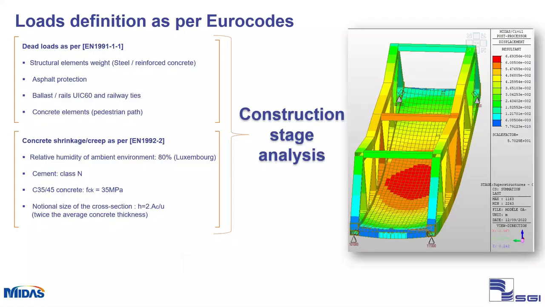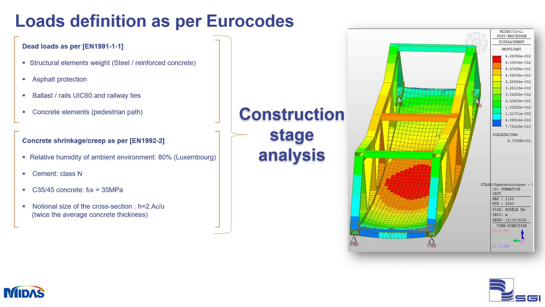In addition to this video recap, here is a list of the different loads included in construction stages analysis. Dead loads have been estimated as per Eurocode 1. Weight of structural elements is included in self-weight group. Wet concrete was taken into account with a specific beam load. And superstructure group gathers asphalt protection weight, ballast and railway track weight, and also concrete elements that form pedestrian path. These superstructure loads are applied on longitudinal concrete beams.